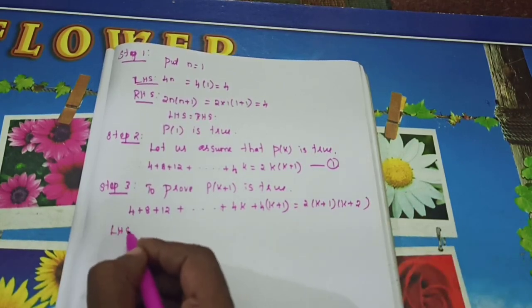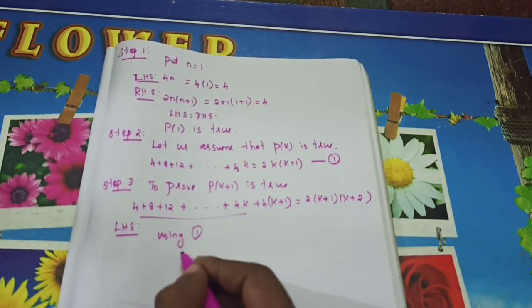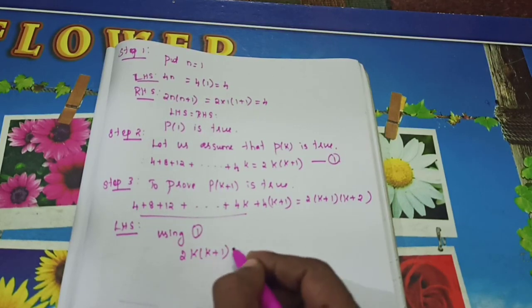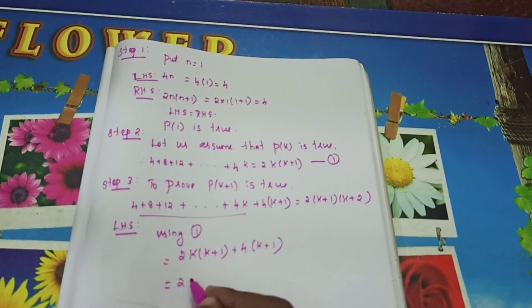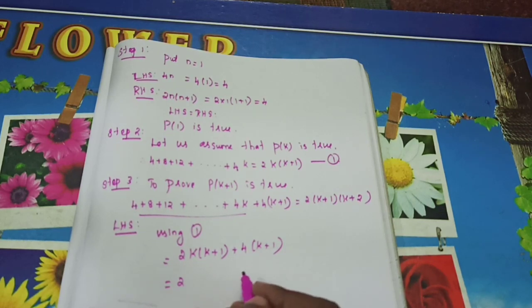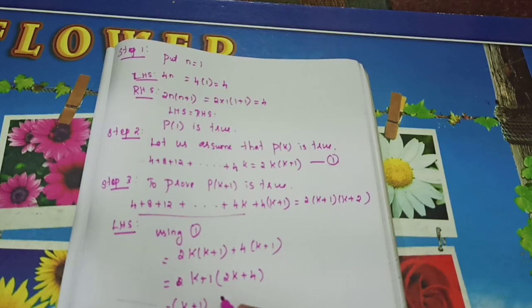So let us take the LHS first. From here to here, what's the value? We can substitute by using 2k into k plus 1 plus 4 into k plus 1. Now that's equal to, simplify. So 2k into k plus 1 plus 4 into k plus 1. Is it right? So if you are simplifying, you will get this. How much will you get? Shall we take k plus 1 outside? So what is the balance? 2k plus 4. Is it right? So that's equal to k plus 1 into 2k plus 4.